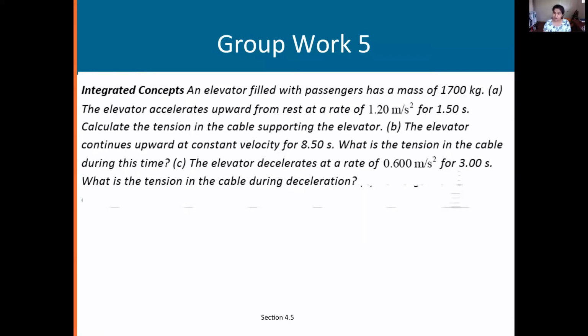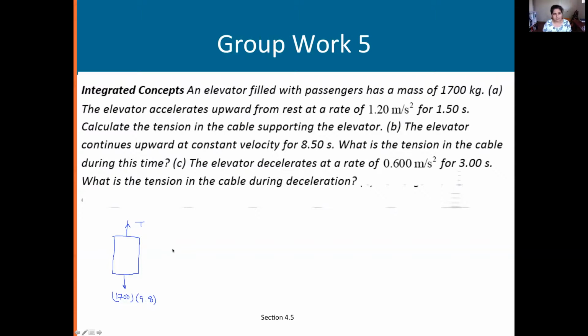So we read the question. The first thing you want to do is to sketch a diagram. So let me sketch that. This here is my elevator, obviously suspended by some kind of cable. There's going to be a tension in the cable, and there's going to be the weight of the people, which is given as 1700 times g. Don't forget you need to multiply by 9.8 meters per second squared to get the value of the weight from the mass.